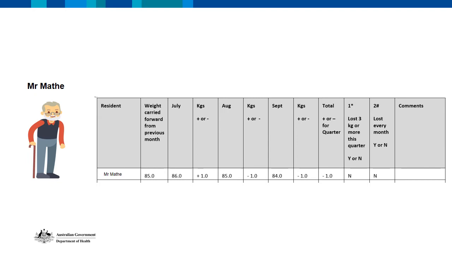In the second weigh this quarter, he recorded 85 kilograms for a loss of 1 kilogram, and 84 kilograms for a loss of 1 kilogram in the third and final weigh this quarter. His total weight loss for the quarter was 1 kilogram. As he has not met either quality indicator measure definitions, significant unplanned weight loss or consecutive unplanned weight loss, you record no for both measures.